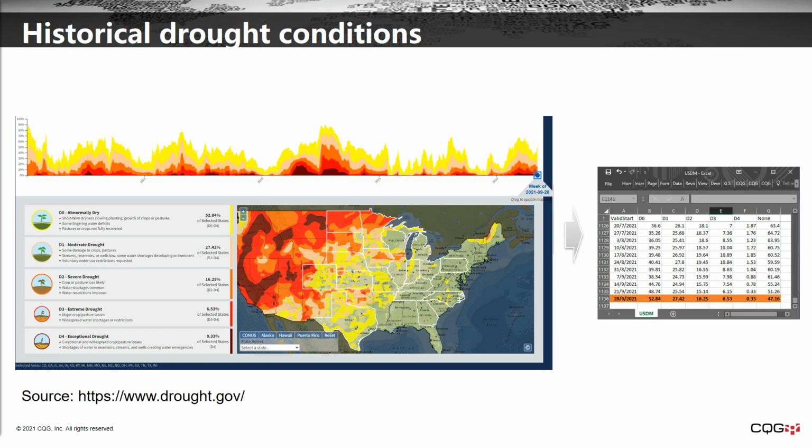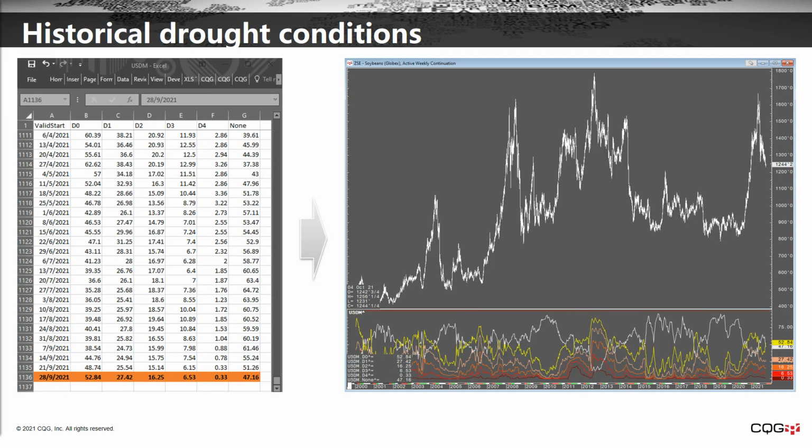This data is not directly available in CQG, but we can first download it into Microsoft Excel. And then from Excel, we can import the data into CQG for further analysis. So we can see that all of the historical data, column by column, is then represented below a chart.